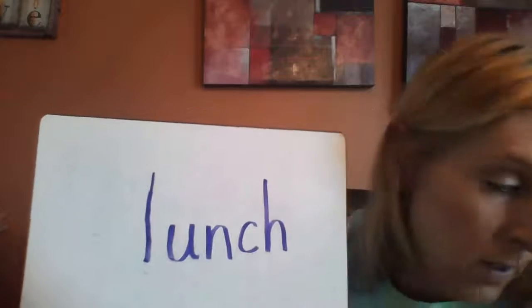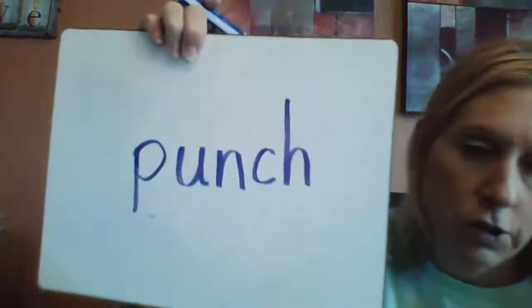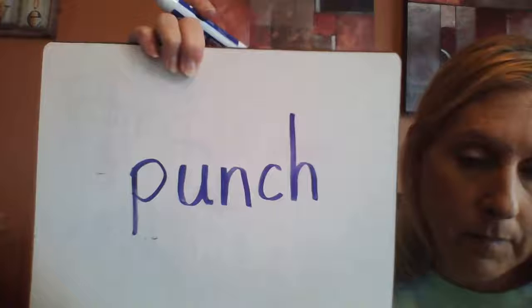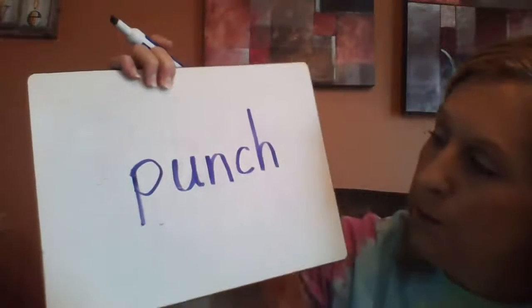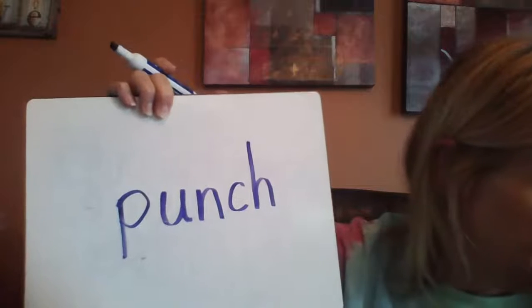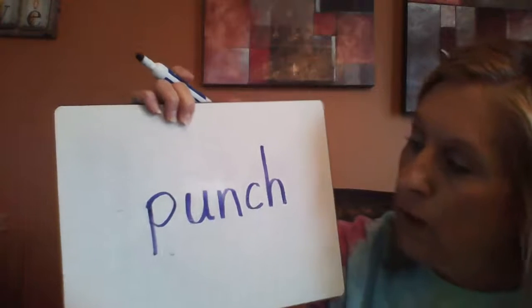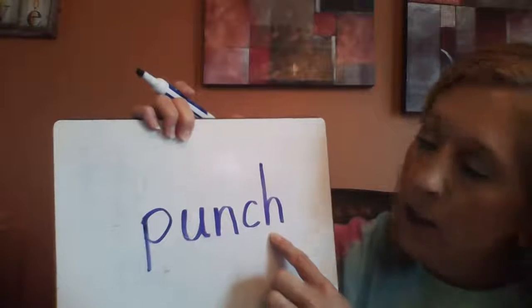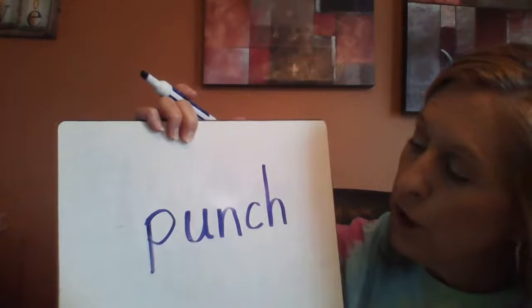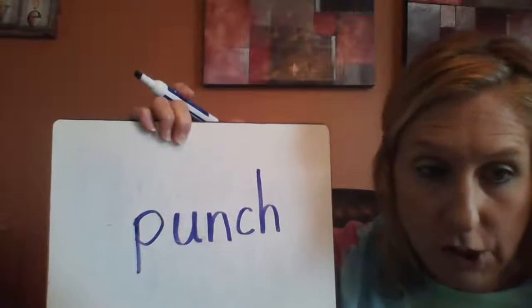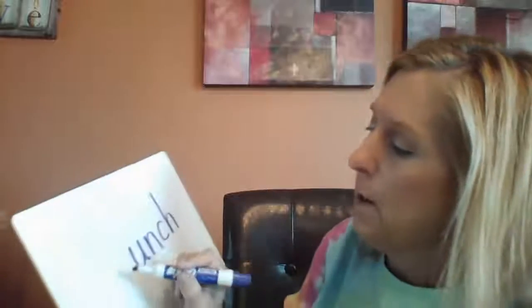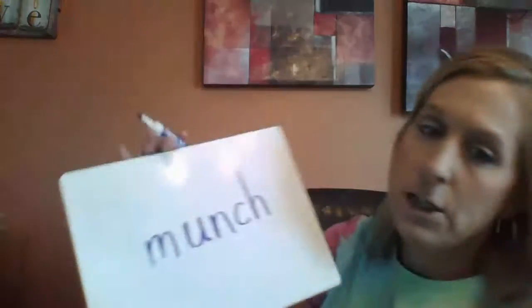Okay, here's another rhyming word. Let's spell punch. Punch. Okay, and our last word that rhymes, there's a lot of unch words, aren't there? We say that they're all in the same word family if they all rhyme and they have the same ending spelling. So last one in this chain will be punch to munch. Munch. I like to munch on popcorn when I watch a movie. Munch.